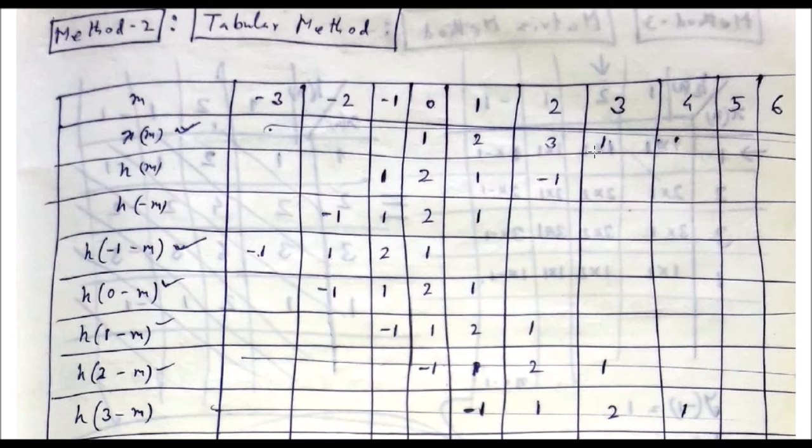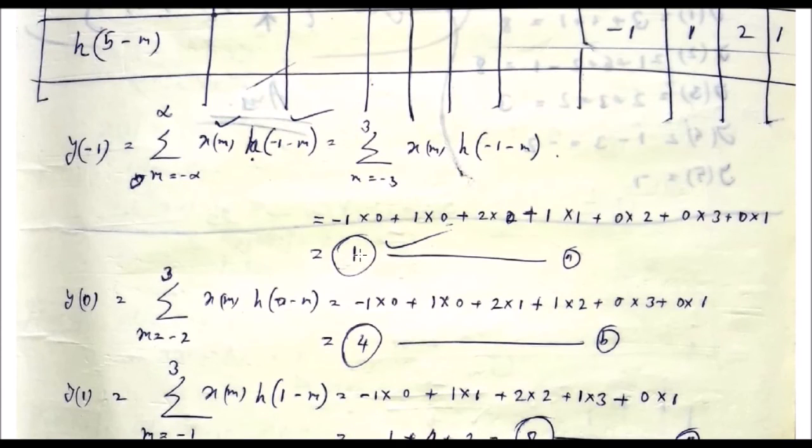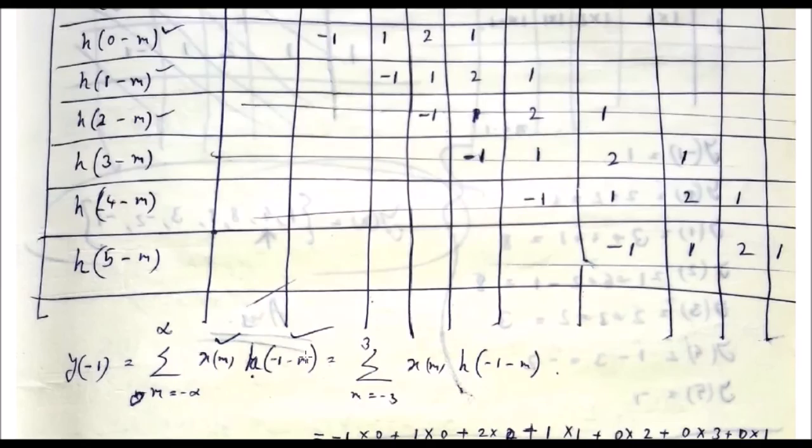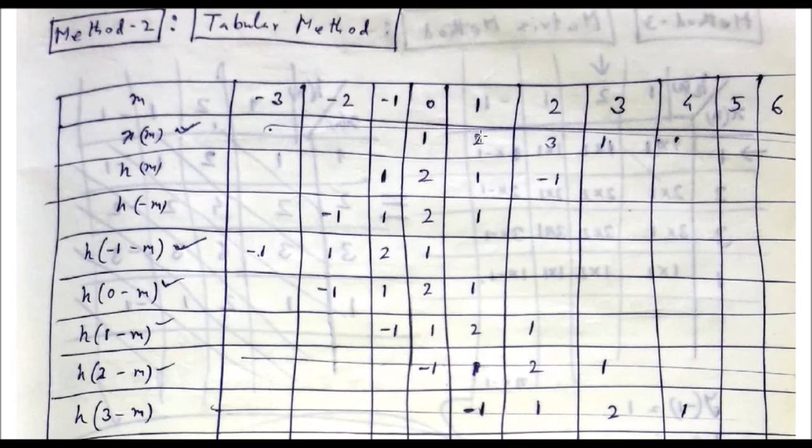3 multiplied by 0, 0, 1 multiplied by 0, 0. Okay, so only the value will be 1 multiplied by 1, so that will be that. Next one, y0. Consider now this signal unchanged and this signal, that is a folded signal.